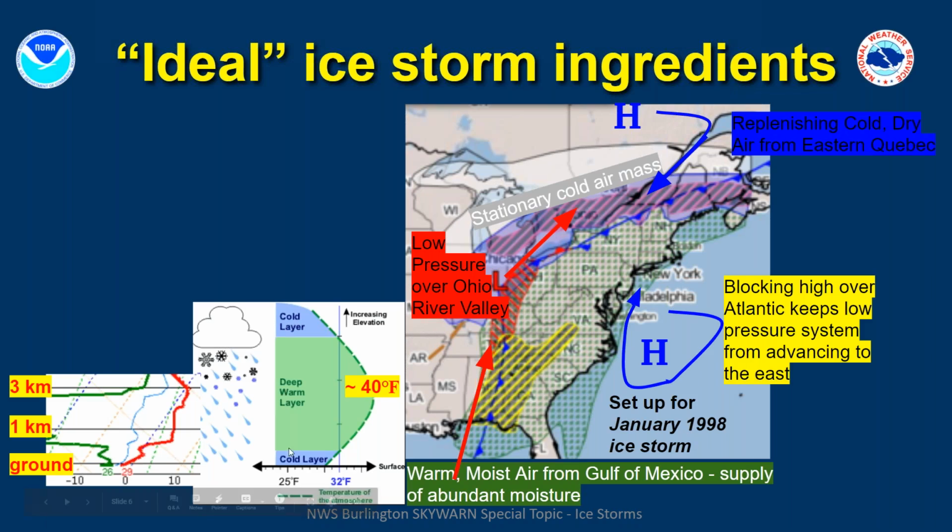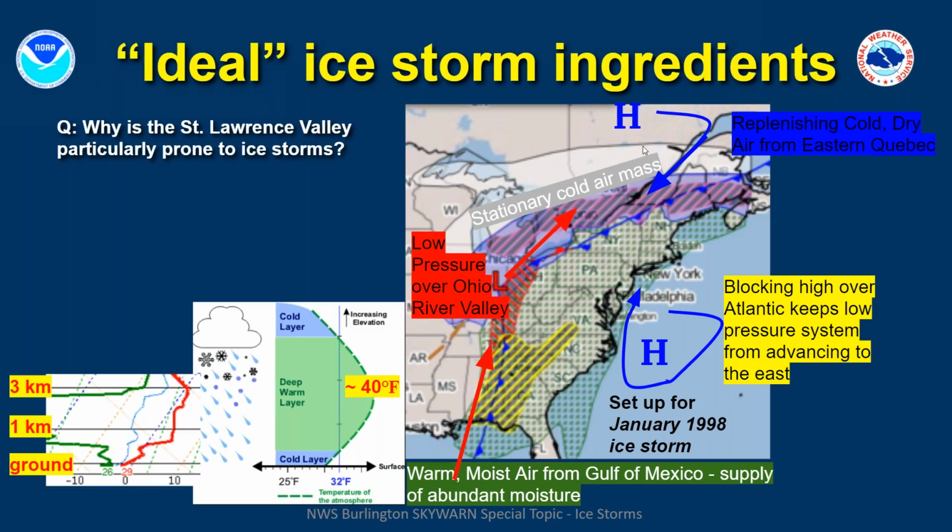So again, the idea of a shallow cold air layer near the surface is what we expect to see. Temperature likely will barely be below freezing, but as long as it's maintained over time, it doesn't matter. And in this case, there's a long duration of it. So why is the St. Lawrence Valley in particular prone to ice storms?